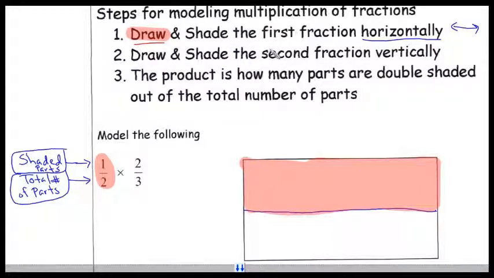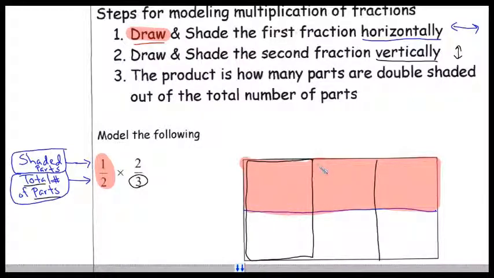The second fraction is going to be drawn vertically. That means up and down. So again, this 3 tells me the total number of parts. I need to have 3 parts, and I have to split it up and down. So that means I'm going to draw 2 lines. And if I draw 2 lines, that's going to give me my 3 parts. You can go ahead and box them in if you want to. Sometimes it's easier to see if you actually box it in. 1, 2, 3 parts.